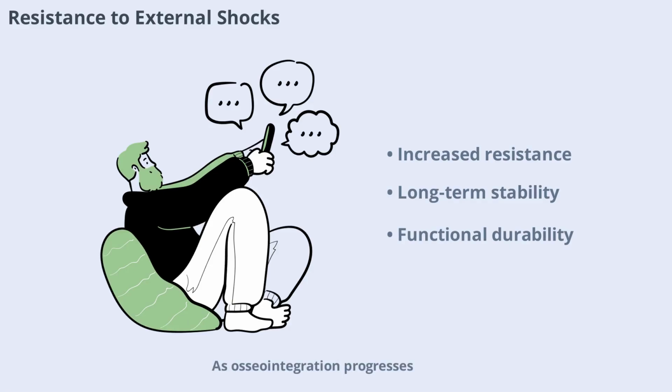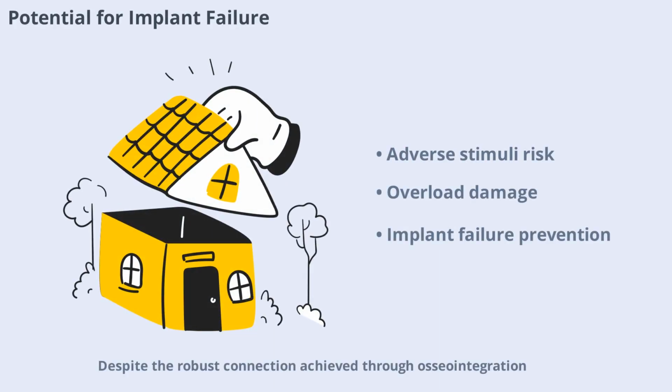As osseointegration progresses, the bone-implant interface becomes increasingly resistant to external shocks and functional loads. This resistance is essential for the long-term success of the implant, ensuring that it remains stable and functional even under challenging conditions. Despite the robust connection achieved through osseointegration, prolonged adverse stimuli and overload can damage the interface, leading to implant failure. It is important to monitor and manage functional loads to prevent excessive stress on the implant and ensure its long-term success.